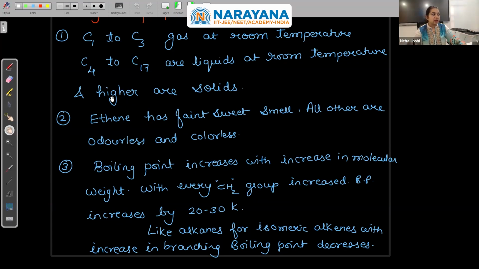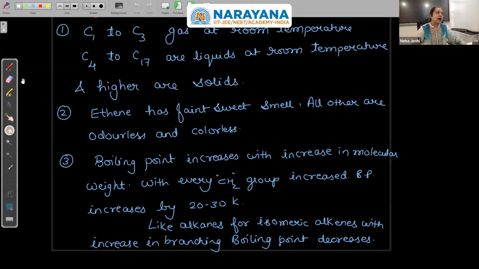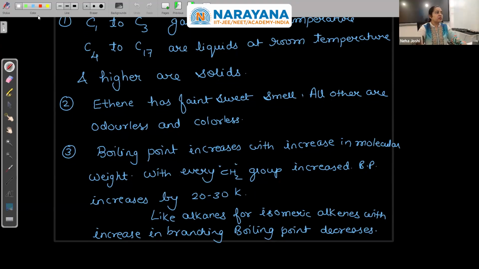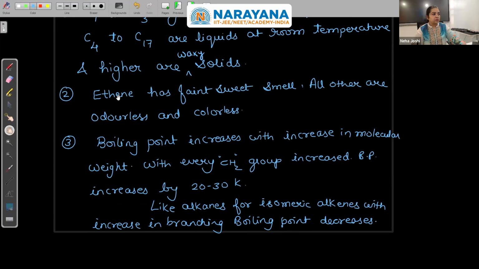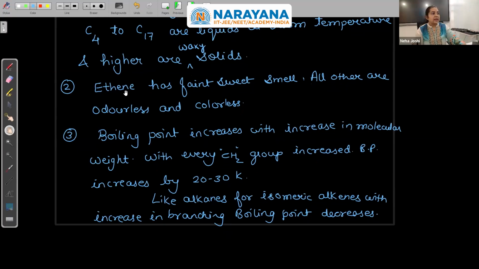Coming to physical properties of alkenes, C1 to C3 are gases at room temperature, C4 to C17 are liquids, and higher ones are waxy solids. As yesterday also I said, they are not strong solids, they are soft solids. Okay, they are not tough solids. Ethene has a faint sweet smell. All others are odorless and colorless.